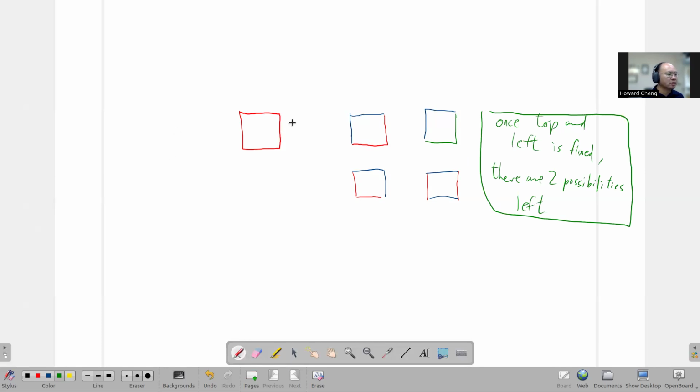But why do I choose blue and blue or blue and red? Why do I choose red and red and red and green and all that stuff? Well, it doesn't matter because there's 3 choices for the top. There's 3 choices for the left. And once I chose these 2, there are 2 more possibilities, either any one of these configurations. So altogether, it's 3 times 3 times 2, which is 18. Okay, so if I have exactly 1 square, that's the answer.